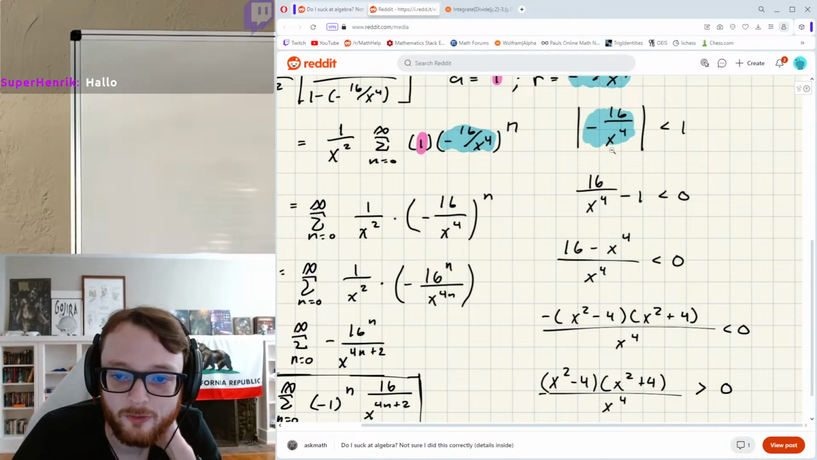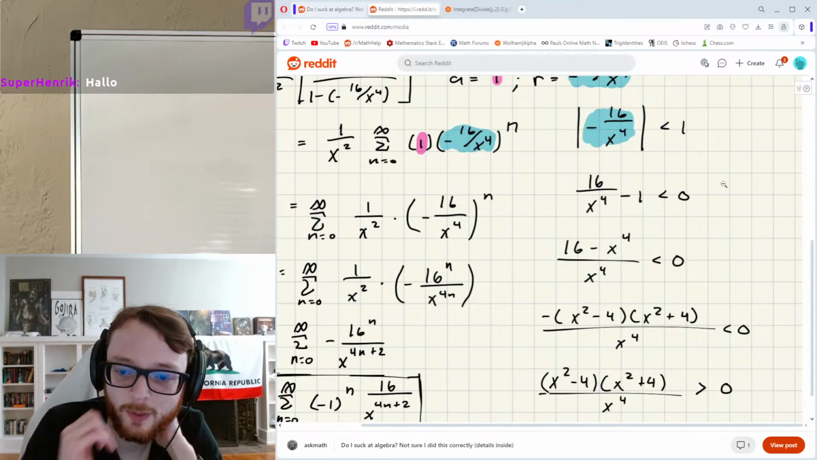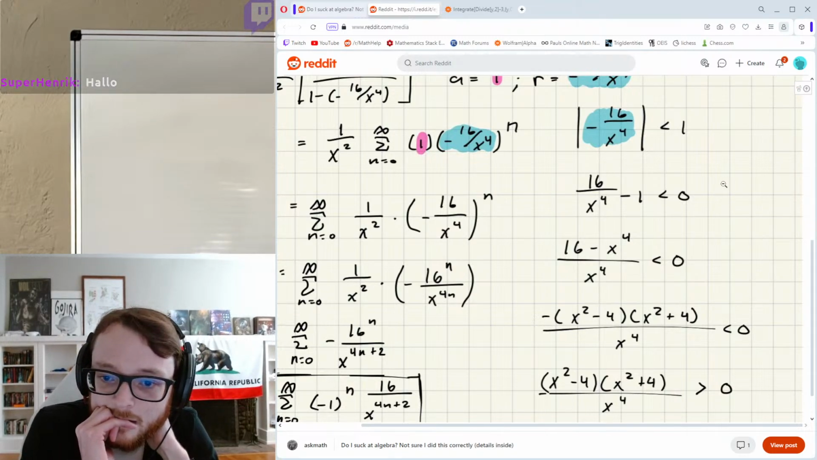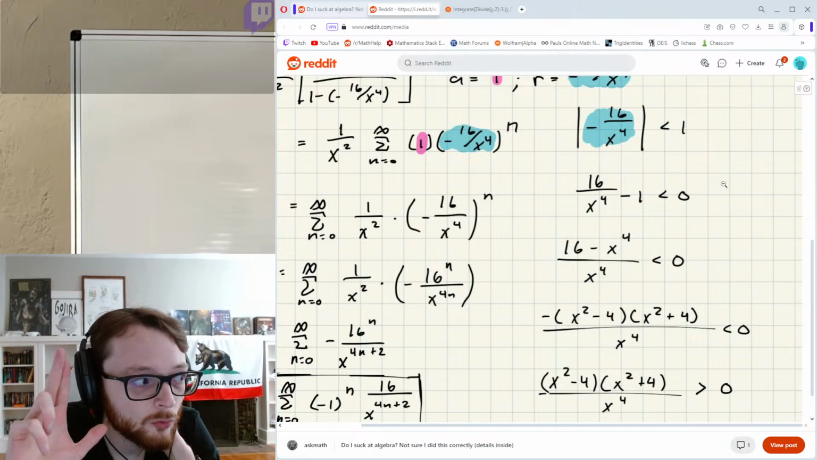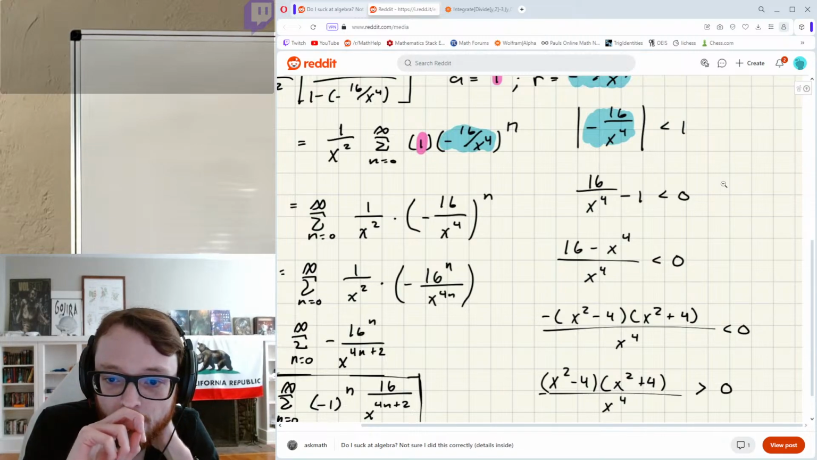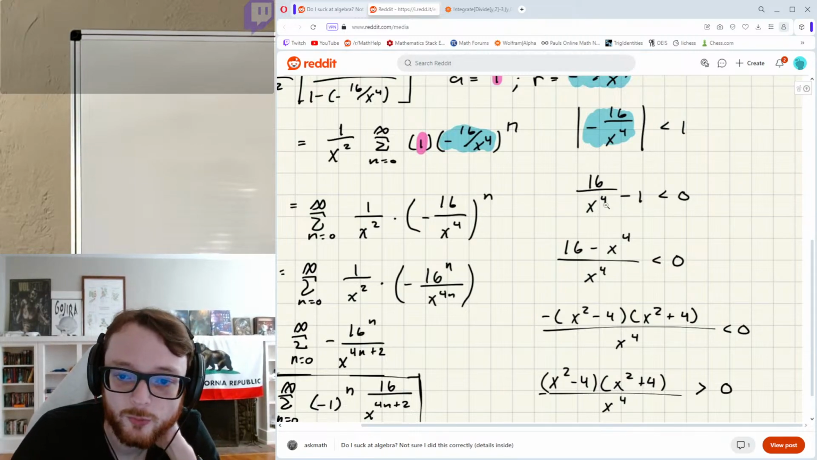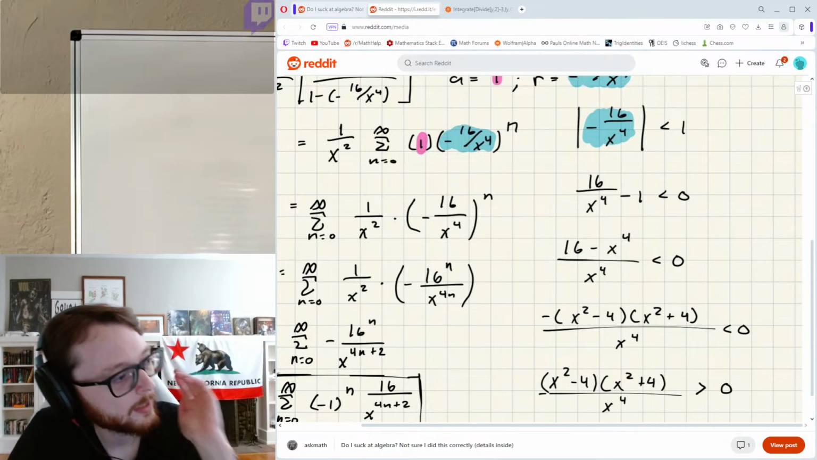You would really want to set the inequality -1 is less than 16 over x to the fourth is less than 1. And you're only going to use half the interval because it's going to always be a negative number, but you don't have to worry that much about it. You would need to do some inequality flipping magic, which we can do. You need to do it on the whiteboard though.